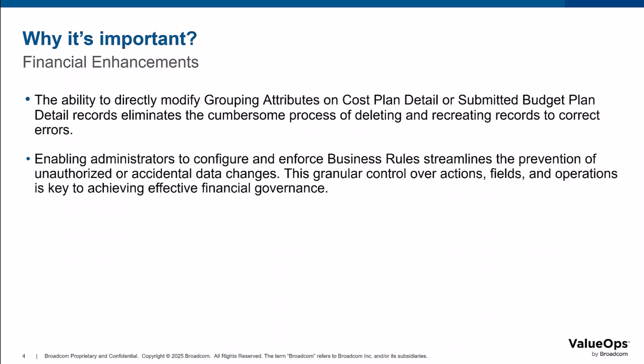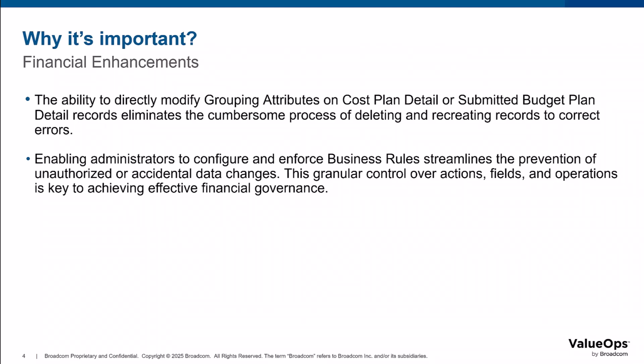And why are these enhancements important? Prior to this release, directly updating the grouping attribute values on an existing budget or cost plan detail record wasn't allowed, which means that to correct a mistake made in choosing the grouping attributes, users had to first delete the entire record and recreate it with the corrected values, also making sure that any other data like cost, etc., were also re-entered. Allowing the grouping attribute values to be modified directly on the record eliminates this cumbersome process.